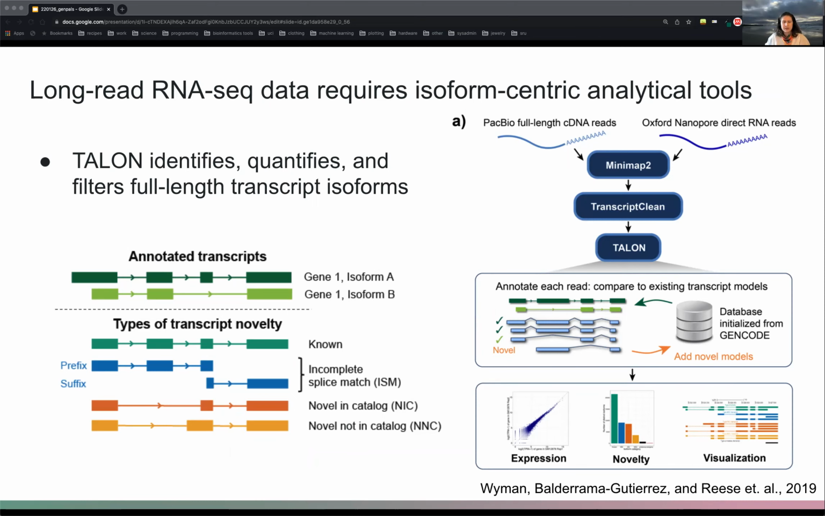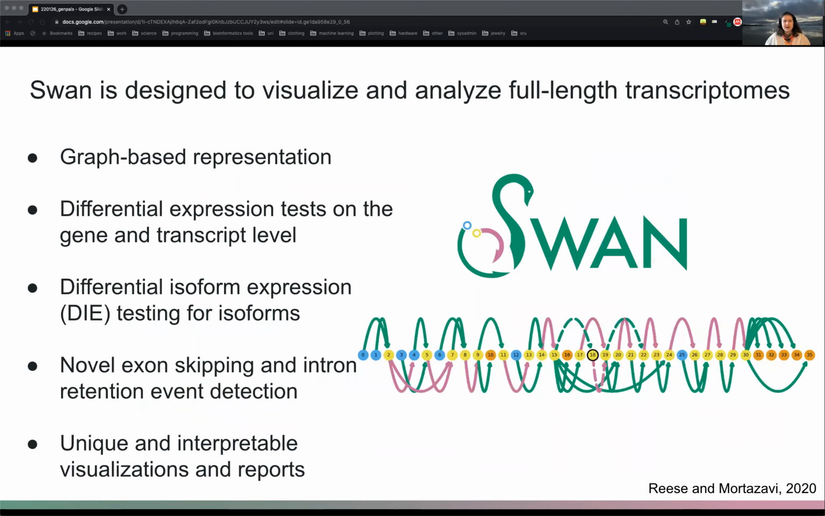And so on the heels of that, or after that, we were like, okay, we have this way to process our data, but what are we going to do now that we have it processed? Now that we know what these transcripts are and what genes they come from? And that's where I came in with this project, developing a tool to do downstream analyses of long read transcriptomes.